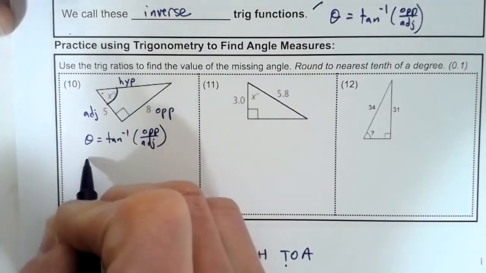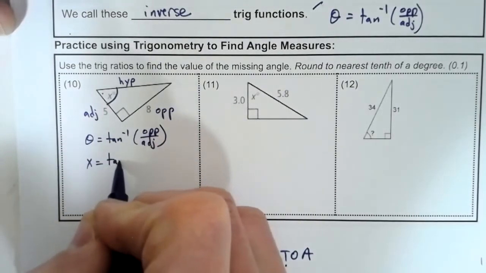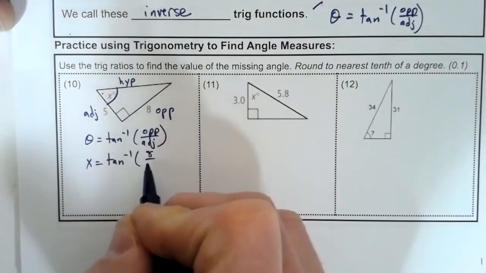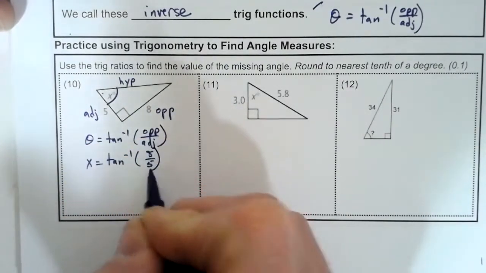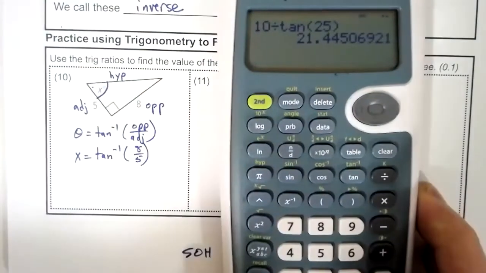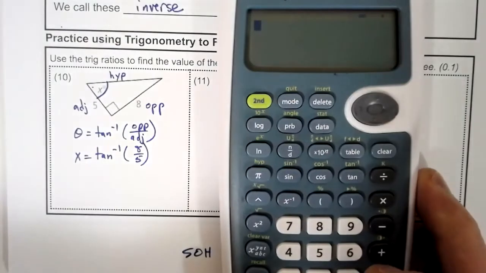Now I plug in what I know. X equals the inverse tangent of the opposite side, 8, divided by the adjacent side, which is 5. Okay. Now we go back to our calculators and we use our handy dandy functions here.